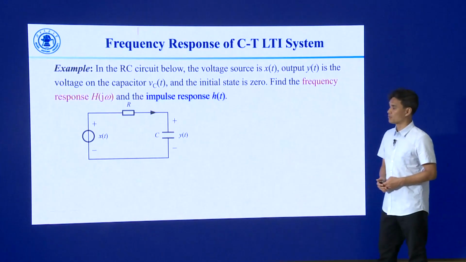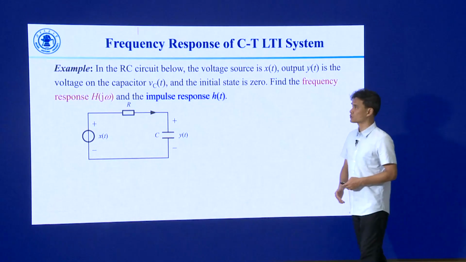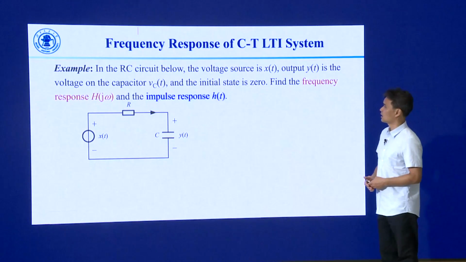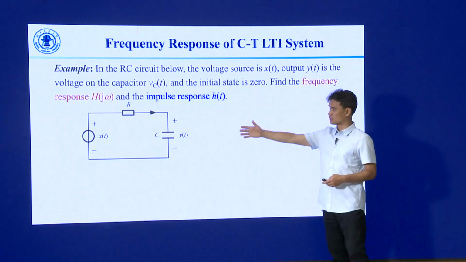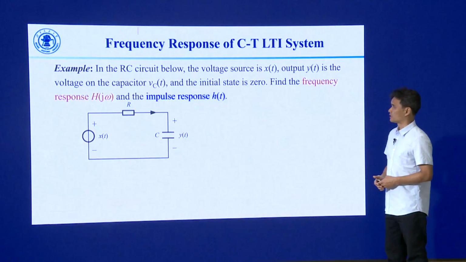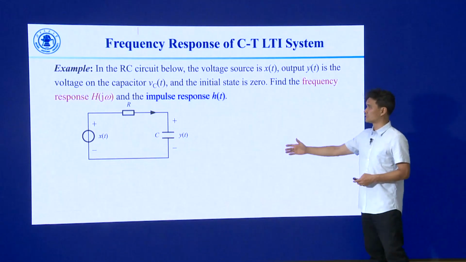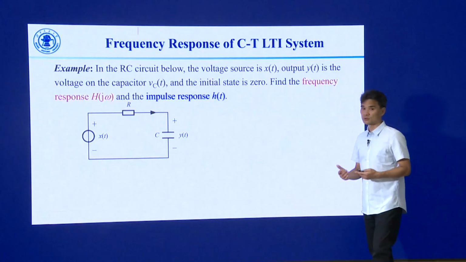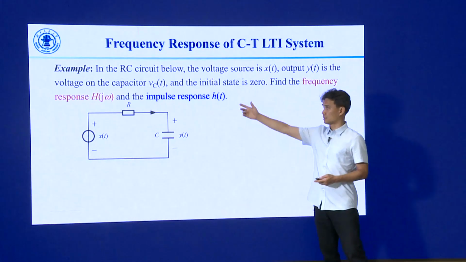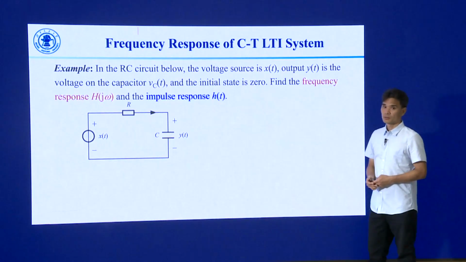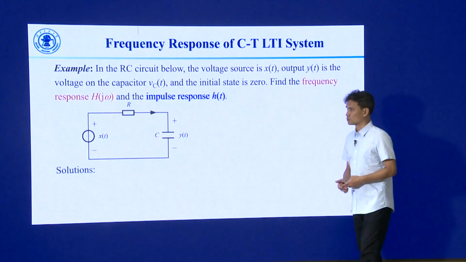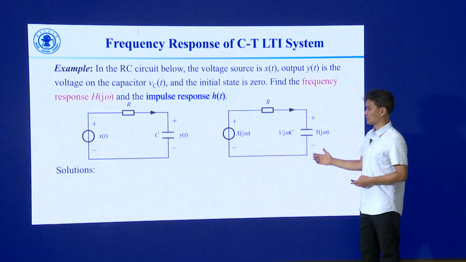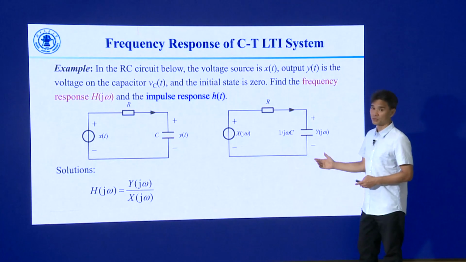And here's one example. In the RC circuit, the input voltage and the output voltage are marked in the plot. If we know that the initial state is 0, what are the system's frequency response and the impulse response? So what we can do is convert the circuit from the time domain to the frequency domain. And it is pretty straightforward.